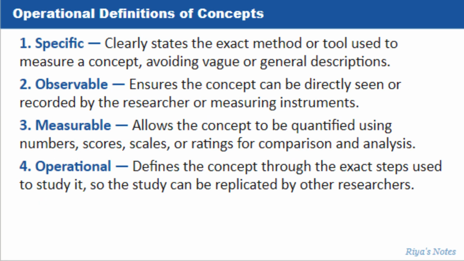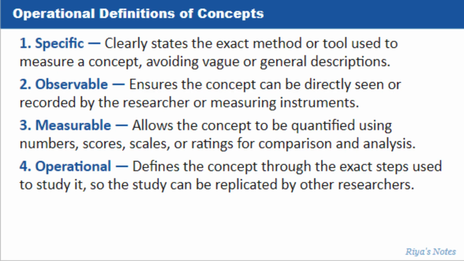Operational definitions of concepts. 1. Specific clearly states the exact method or tool used to measure a concept, avoiding vague or general descriptions. 2. Observable ensures the concept can be directly seen or recorded by the researcher or measuring instruments.